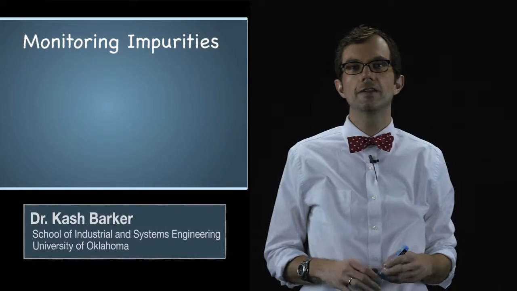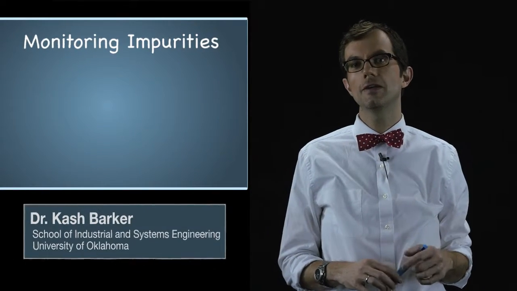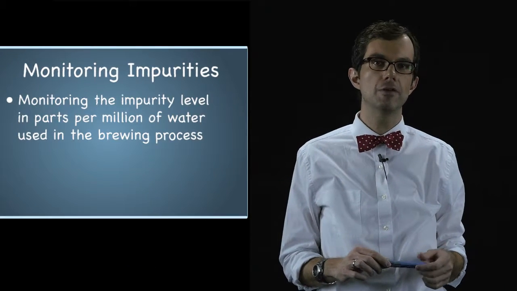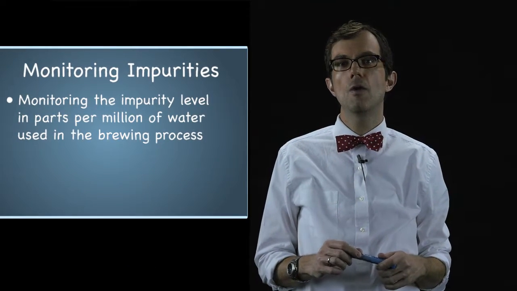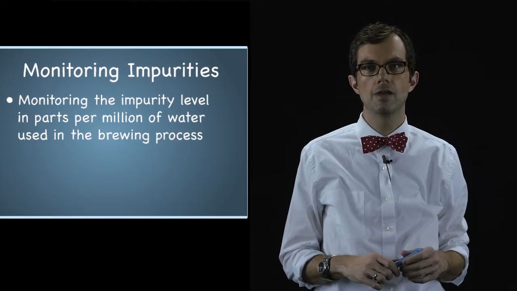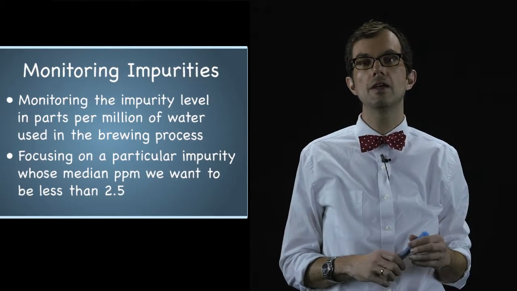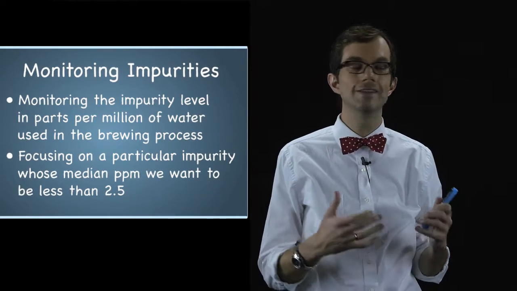Okay, let's take a look at an example. Say that you're a quality control engineer at Duff Brewery, and say that you're monitoring the impurity level in parts per million of the water used in the brewing process. And say that we're focusing on a particular impurity whose median ppm we want to see is less than 2.5. Okay, so we want the median to be less than 2.5.